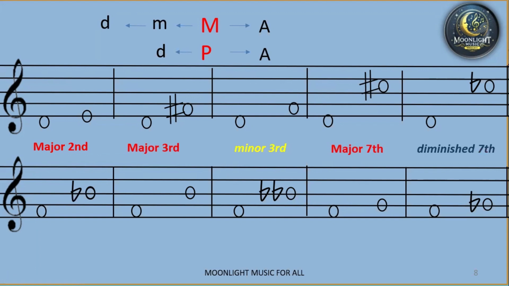See, no need to count semitones. If you know, in your mind count D to C sharp, major seventh. D to C natural, minor seventh. D to C flat, diminished seventh. Because in your mind you already have the keyboard, right?